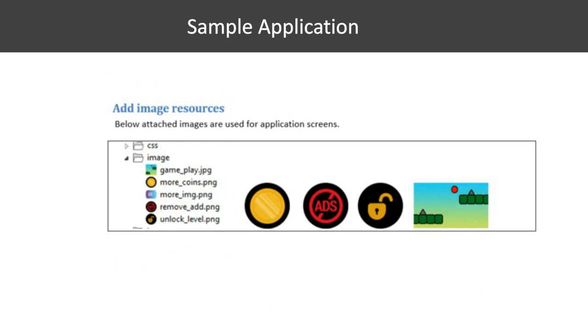And you might have to add the image resources. So these are the image resources that we are using for the sample application. We are just using an icon for add more coins, remove ads, and unlock a new level. And this is the first page.